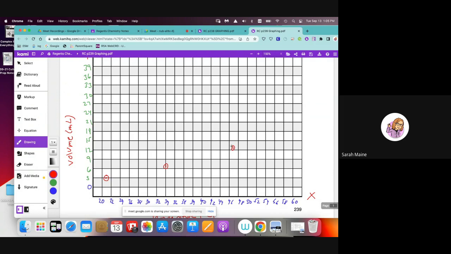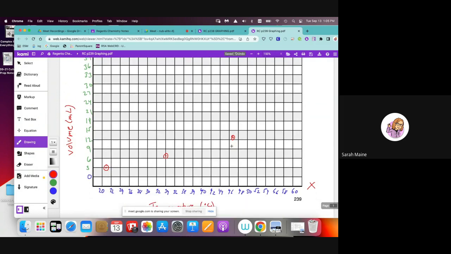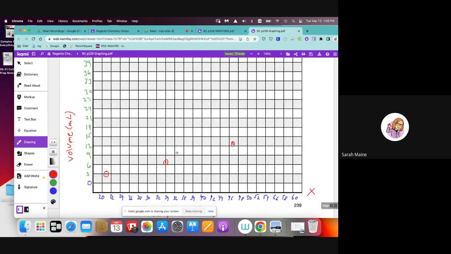So I'm plotting my data. It's not so easy to do it on a computer. I got 2 more data points. 6 and 31. And 59 and 37.